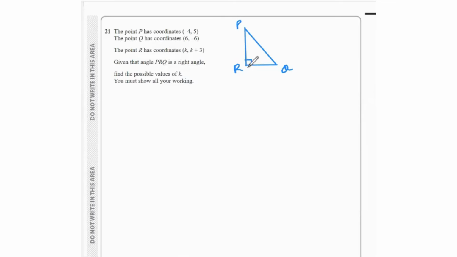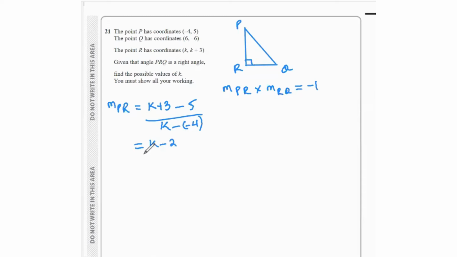So if they're at a right angle, that means the gradient of PR times the gradient of RQ, so MPR times MRQ would equal -1. So we can easily find the value of K using this equation. MPR would be K plus 3 minus 5 over K minus -4, which is K minus 2 over K plus 4.